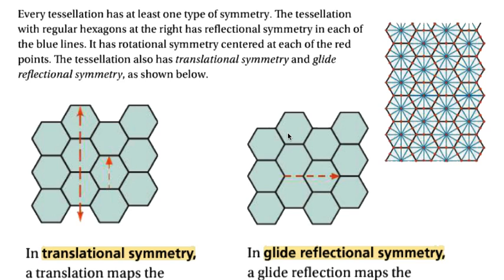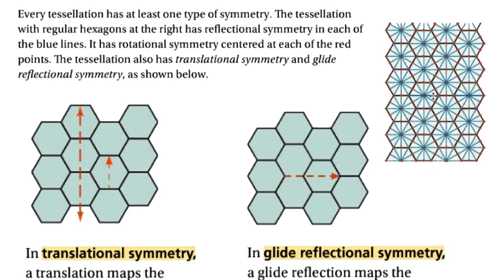Every tessellation has at least one type of symmetry. Over here on the right-hand side, we have regular hexagons, and there's reflectional symmetry in these hexagons. Each one of these blue lines represents one of the lines of reflection. There's also rotational symmetry. I could rotate this thing 60 degrees and I would have rotational symmetry as well. And there's also translational symmetry. I could just translate any one of these hexagons up or down one, and that would be right on top of another one and you wouldn't notice the difference. So there is translational symmetry. And also glide reflectional symmetry.